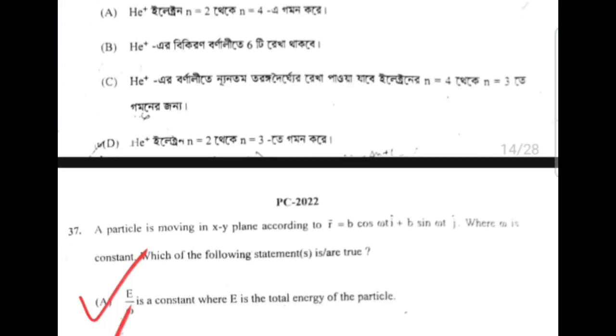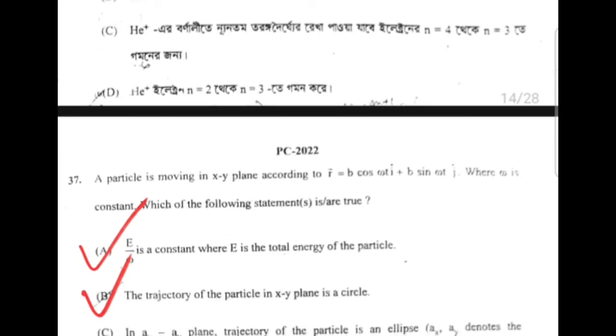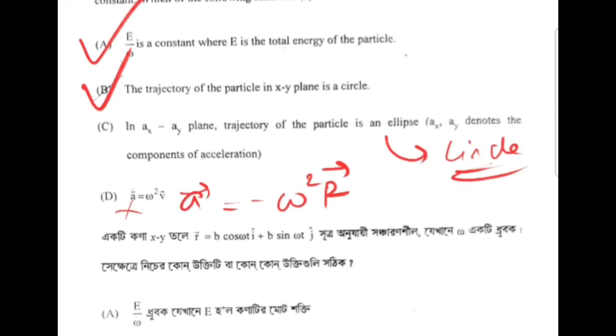37. A particle is moving in the xy plane according to r vector equal to b cos omega t i cap plus b sin omega t j cap, where omega is constant. The speed is constant, or the energy of the particle is constant. A is the correct option. The trajectory of the particle in the xy plane is a circle, correct option. The trajectory of the particle being an ellipse: no, it is also a circle. Option D, a vector equal to minus omega square r vector, not omega square v vector. So options A and B are the correct options.